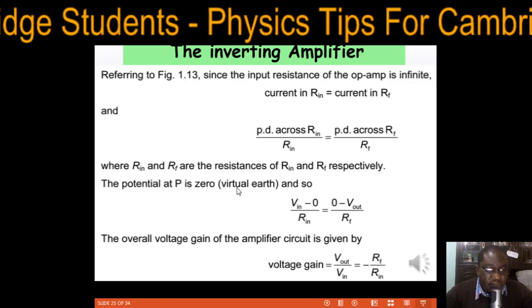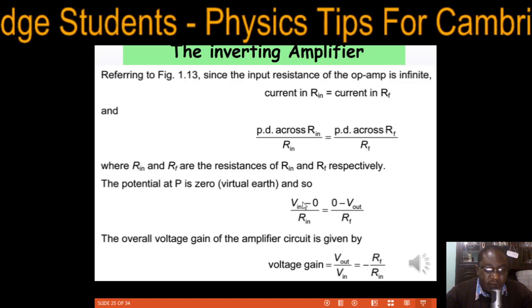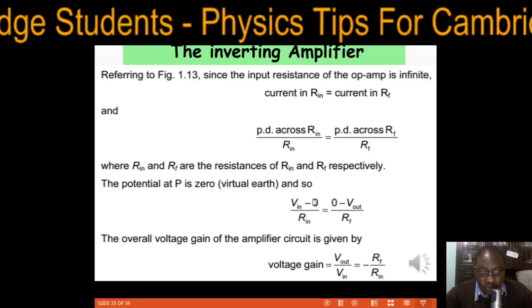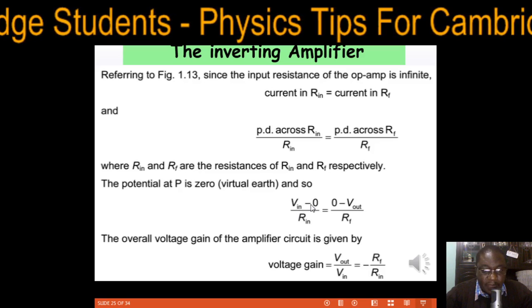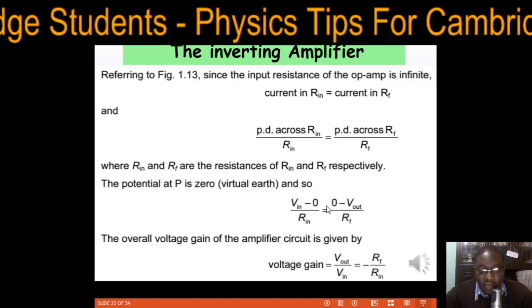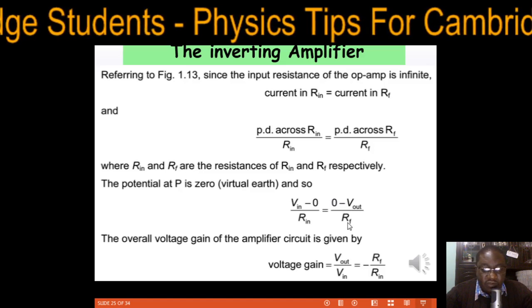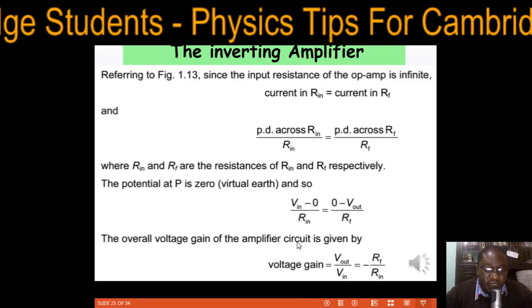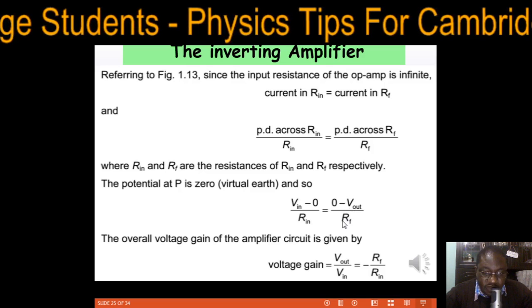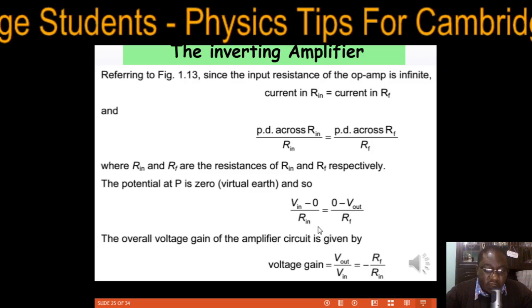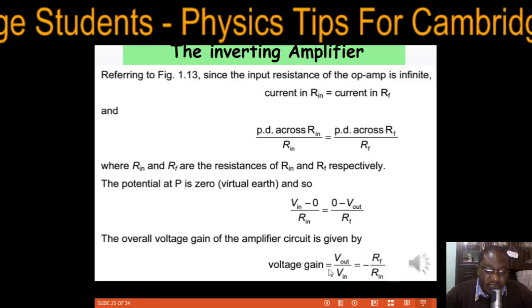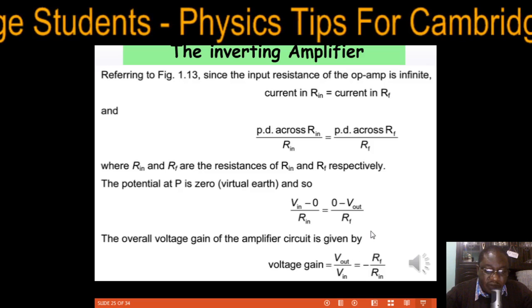Now the potential at P is 0, so coming from the input, we can say Vin minus 0, that's at P, over Rin is equal to, coming from P to the output, 0 minus Vout over RF. Overall, if you work this out, this one becomes minus Vout over RF, this one is Vin over Rin. So that's why you end up with a negative sign there. That's the expression for the gain in an inverting amplifier.